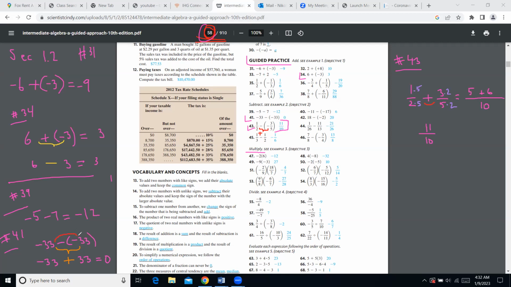Analogously, we did problem 41. We also had two minuses with 33, and these two minuses also turn into plus. So it doesn't matter if we have fractions or whole numbers, the process is the same. Two minuses turn into a plus.